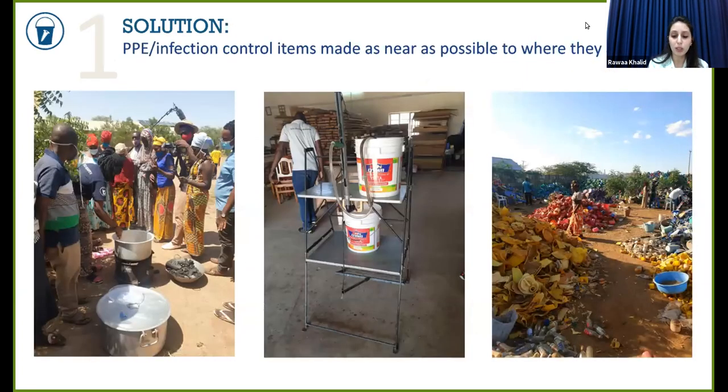So in our program, we respond by trying to manufacture some PPEs and infection control items locally. And it's not only locally, we need to make it as near as possible to where the needs are. For example, in Uganda, we are working inside the Kakuma refugee camp. We are training some ladies on how to make face coverings, hand wraps, and surprise soaps based on WHO standards. We are also making foot-operated taps and hand wash stations locally in that refugee camp.